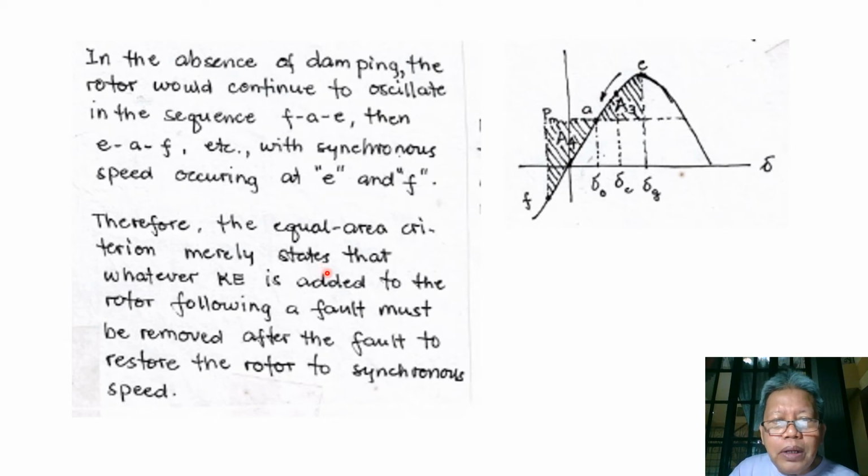So therefore, the equal area criterion merely states that whatever kinetic energy is added to the rotor following a fault must be removed after the fault, to restore the rotor to synchronous speed.